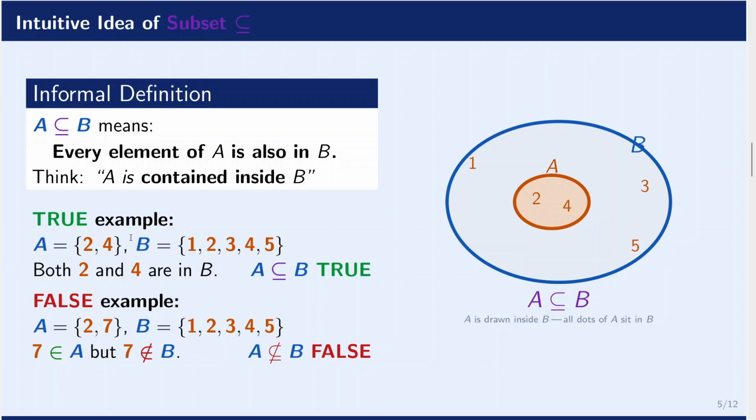Let's look at a true example with numbers. Let set A equal 2, 4, and let set B equal 1, 2, 3, 4, 5. Because both the number 2 and the number 4 are present inside B, the statement A is a subset of B is true. Now, let's look at a false example. Let set A equal 2, 7, and set B equal 1, 2, 3, 4, 5. The number 7 belongs to A, but 7 does not belong to B. Therefore, the statement A is a subset of B is false.